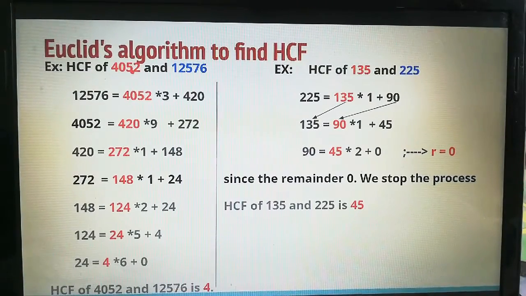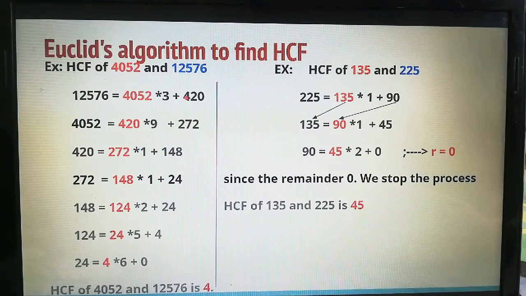HCF of 4052 and 12576. So this is greater than 4052. So we will take this as a and 4052 as b. 12576 can be split into 4052 3 times and we'll get the remainder: 12,576 minus the product of these two numbers gives the remainder 420.